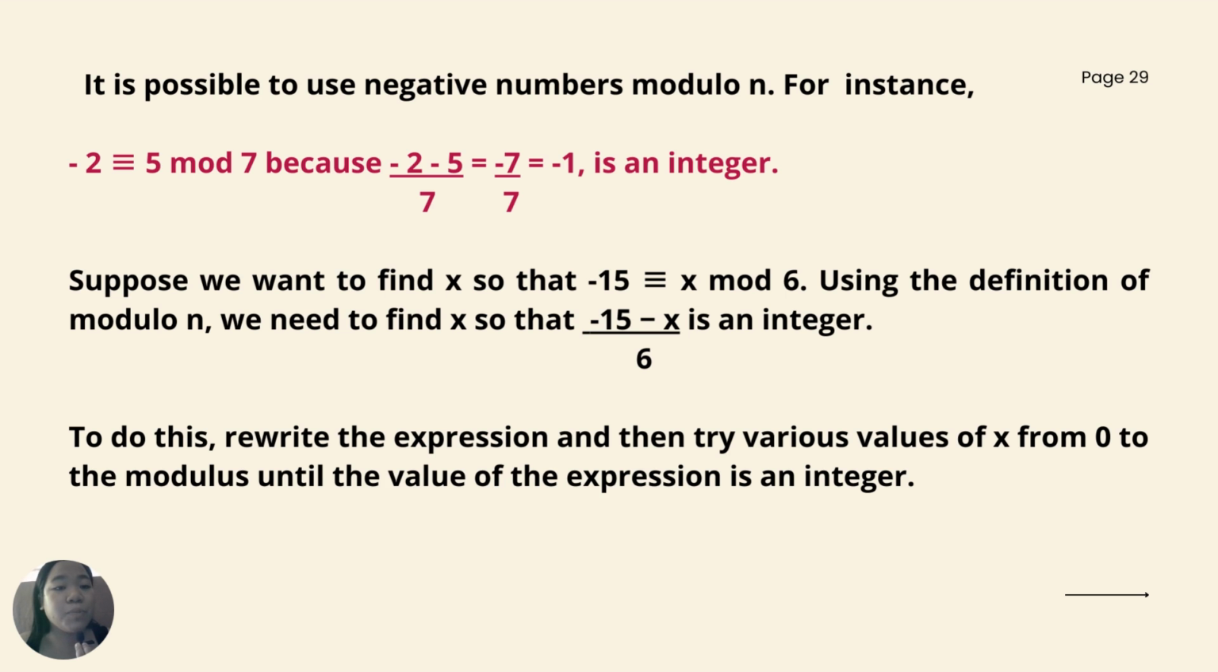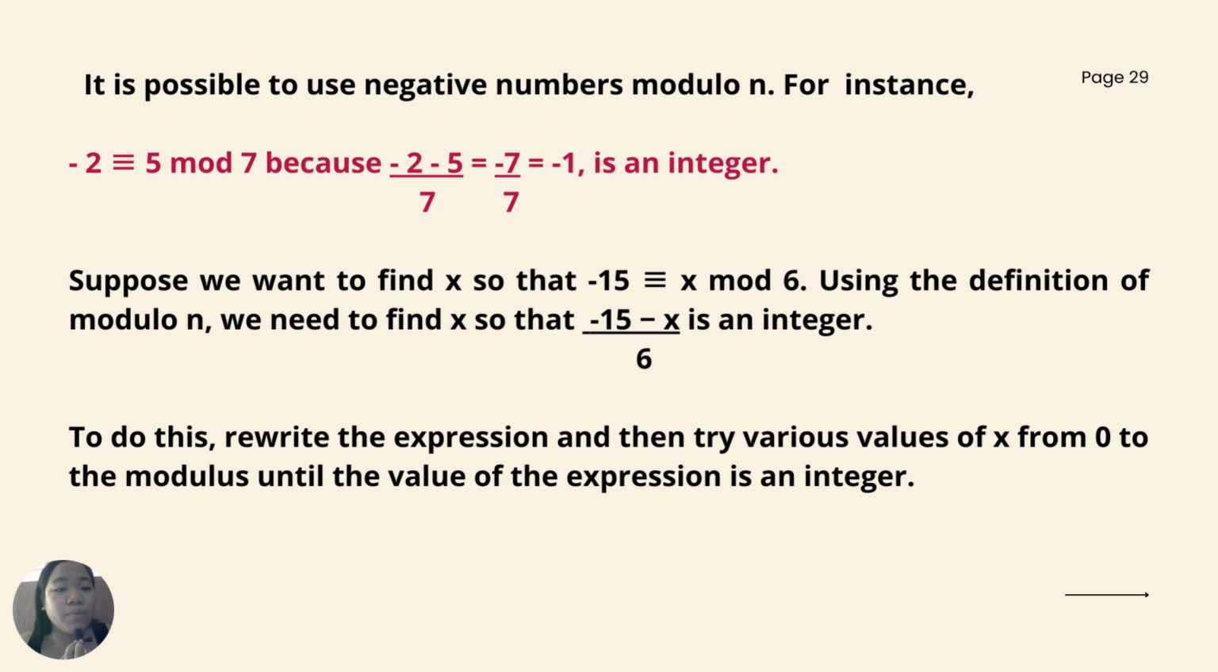It is possible to use negative numbers modulo n. For instance, we have here negative 2 is congruent to 5 mod 7 because negative 2 minus 5 is equal to negative 7 over 7. So that is equal to negative 1, and negative 1 is an integer.